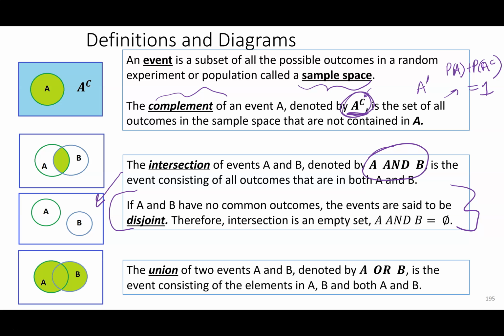And then the union of two events, so A or B. It's the idea that A can happen or B can happen or both. So A, B, or both, A and B. So intersection, it has to be both of them. Union, either one or both.